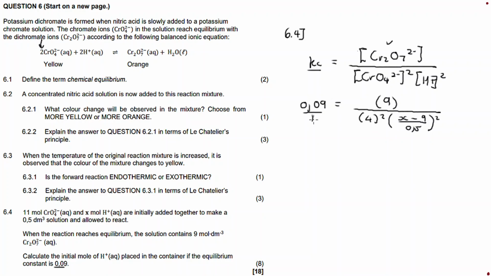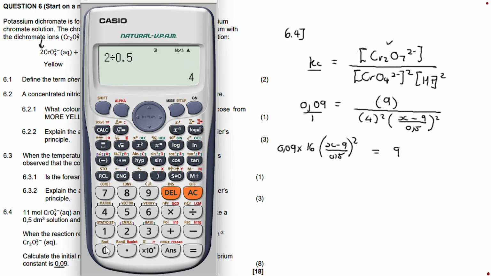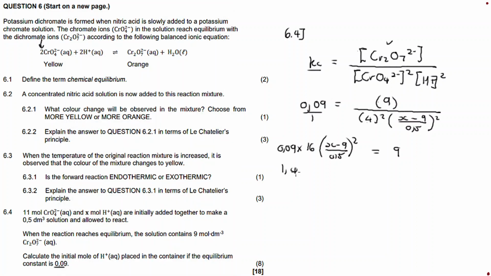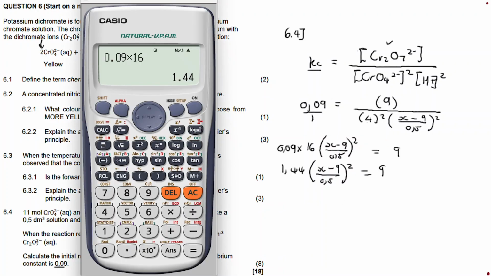So cross multiply. What is 1 times 9? The answer is going to be 9. Then you have 0.09 multiplied by what is 4 squared, 16, open bracket, x minus 9 over 0.5, squared. What is 0.09 multiplied by 16? I'm getting 1.44. Then we have x minus 9 over 0.5 squared equal to 9. Divide both sides by 1.44. So 9 divided by 1.44, we get 6.25.